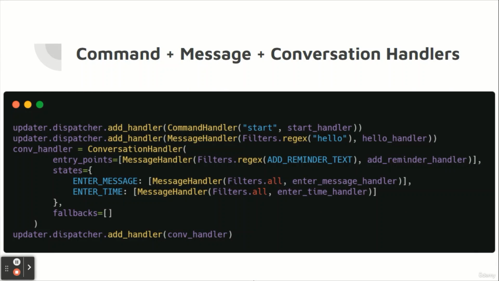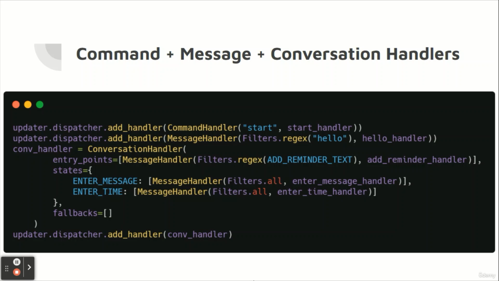Also, let's check the handler classes. Command handler class handles Telegram commands. Commands are Telegram messages that start with slash. For example, start command, which was described previously. The message handler class handles Telegram messages. They might contain text, media, or status updates. In order to define what particular message should be handled, the filters class is used. For example, hello handler will handle only messages with hello text.